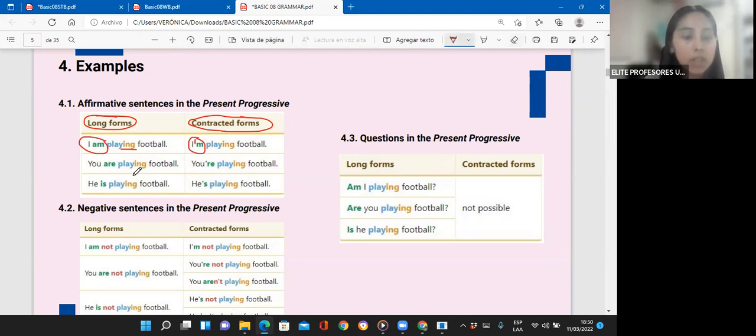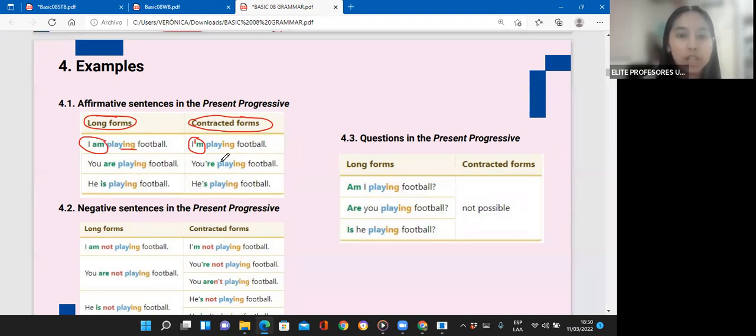Okay, next one. You are playing football or you're playing football. He is playing football. He's playing football. There's also a difference in the pronunciation, okay? Not just in the written form. No solo en la escritura, sino también en la pronunciación. What else? That is the affirmative.